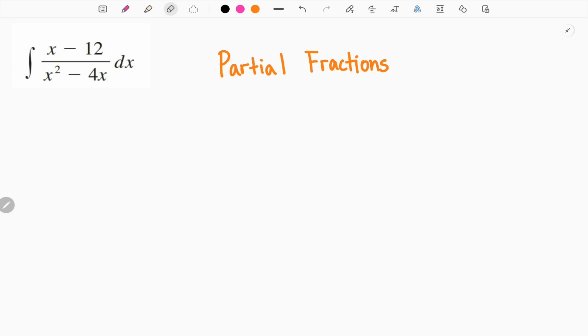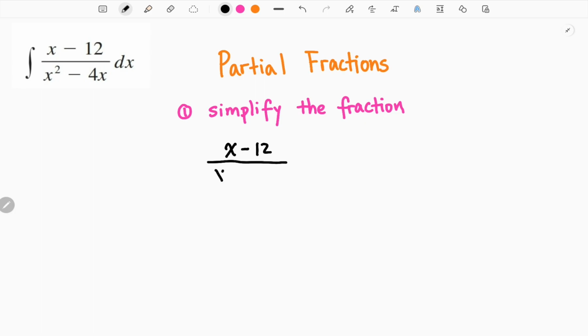In this video, I'd like to show you how to solve this integration problem by using partial fractions. Before you use partial fractions, there are two things in general you should try. The first one is to simplify your fraction. That includes canceling out any common terms. For this question, we have x minus 12 over x times x minus 4. And then you realize this fraction, you couldn't simplify it further.